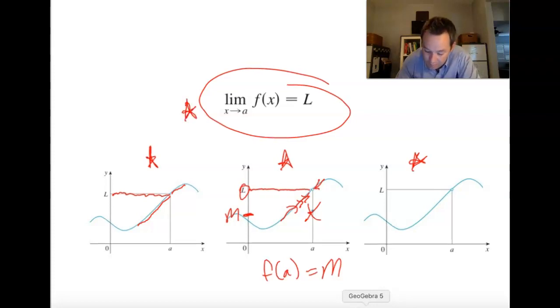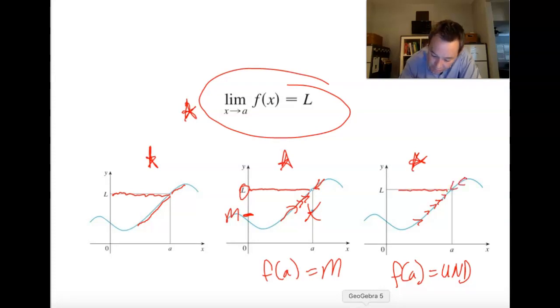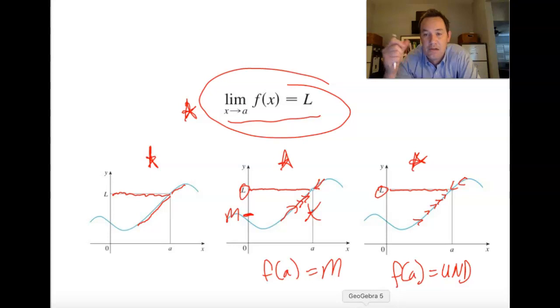Same thing here. Here, f of a is undefined. It's just a hole in the function. Still, as I approach a, as I get closer and closer to a on that curve, from either side, my y values get closer and closer to L. So my limit of f of x as x approaches a is still L. Okay? When we talk about limits, we care about what's going on with the y values as our x values approach something, not what's going on at that value. What does the behavior look like it's doing as we approach that value?